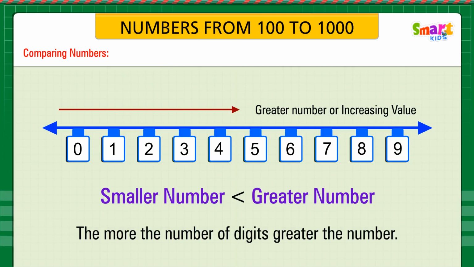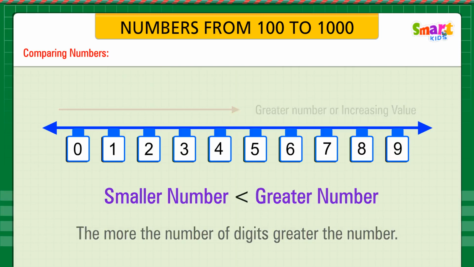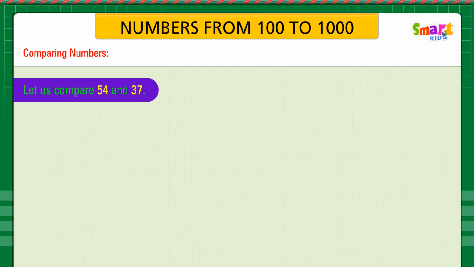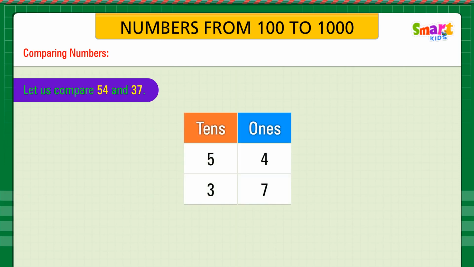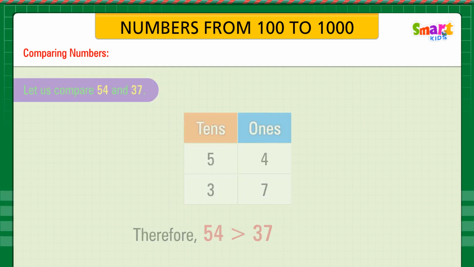To compare 2-digit numbers, we first look at the tens place. Let us compare 54 and 37. The numbers in the tens place are 5 and 3 respectively. 5 is greater than 3. Therefore, 54 is greater than 37.